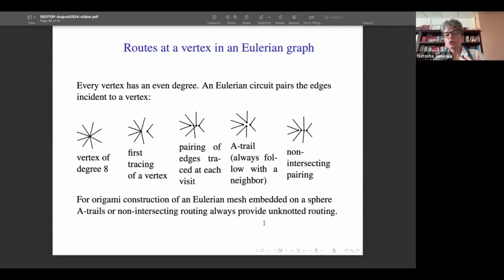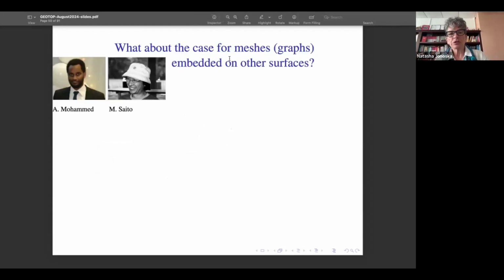Well, the point is you start with the unknotted origami, a big cyclic molecule. So whatever we are going to traverse with this molecule, it had better end up being unknotted. So the question became: what happens if I have meshes on other types of surfaces? And this was joint work also with Masahiko Saito.